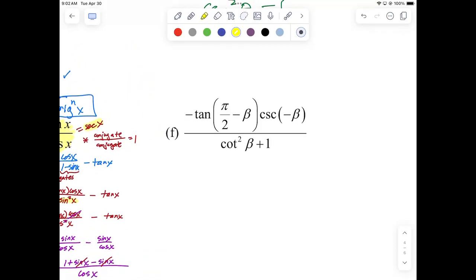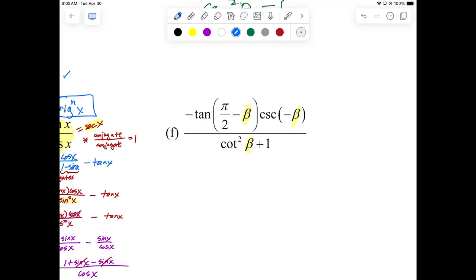Letter F. Okay, first of all, notice that our variable is not theta. The variable is not x. Our variable is beta. Is that okay? It's just another variable. It looks like a capital B on a pogo stick. It's kind of a fun variable. It reminds me of Tigger from Winnie the Pooh.